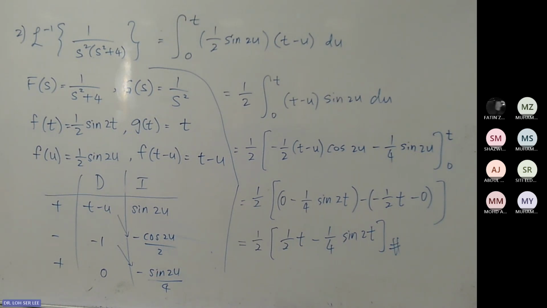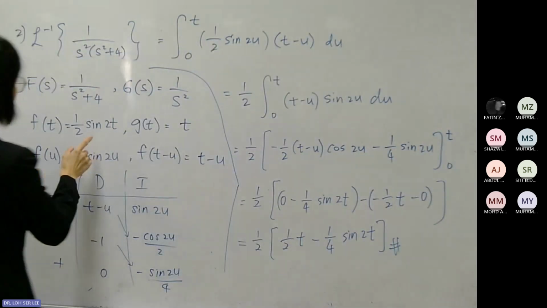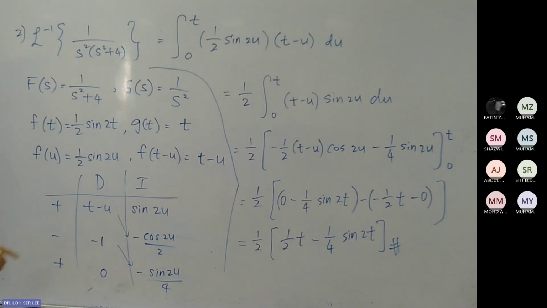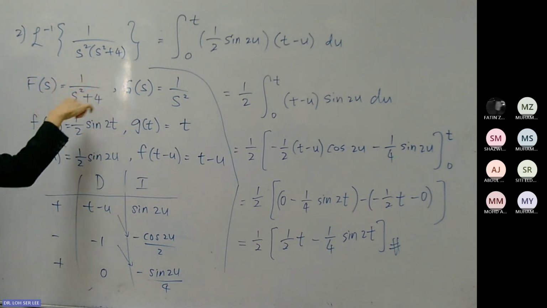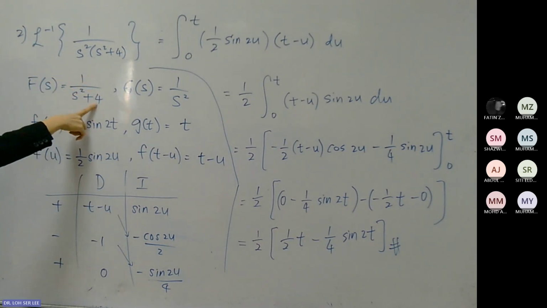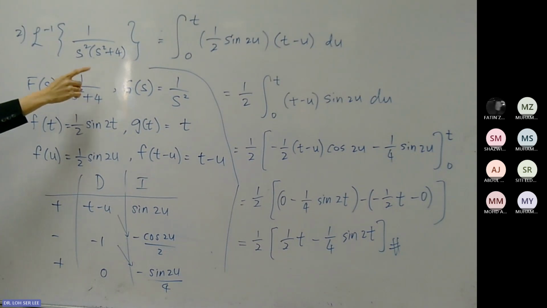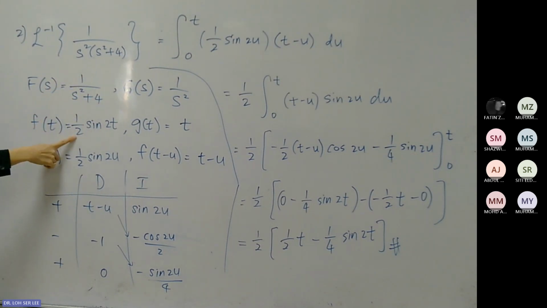We have the half and sine 2t. This one, inverse Laplace this function. This is a square, so you need a 2. Multiply the 2, divide the 2 outside.